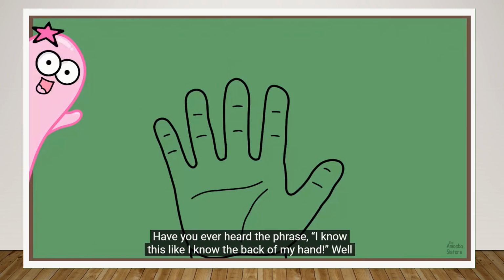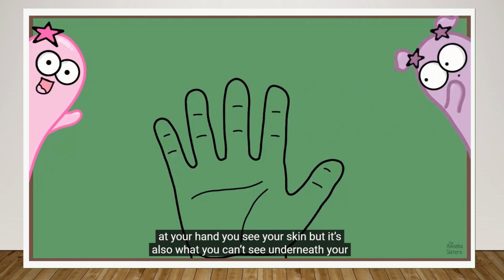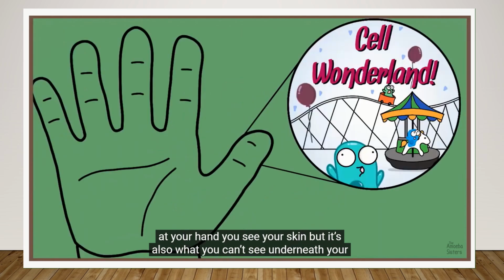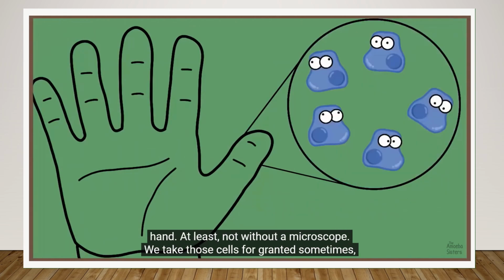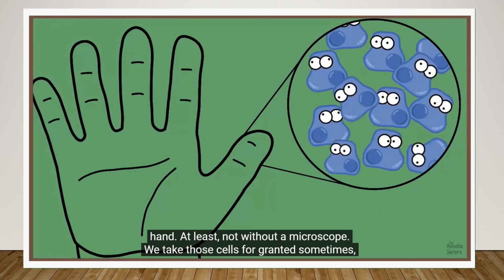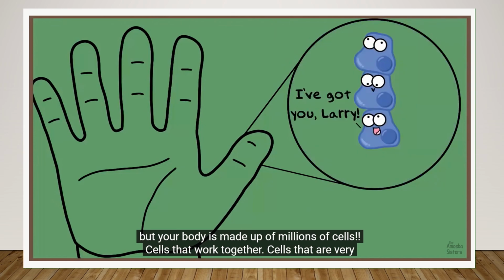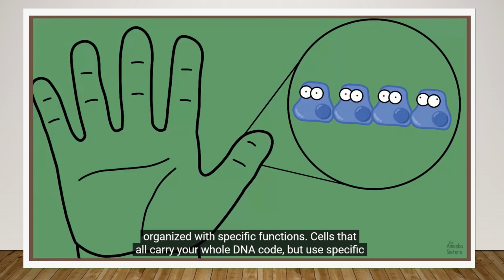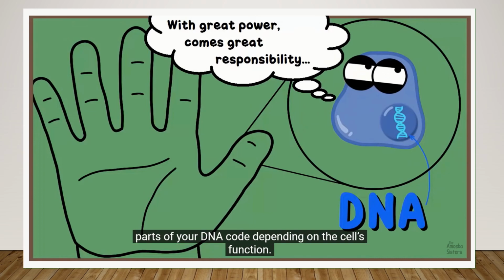Have you ever heard the phrase, "I know this like the back of my hand"? Well, it might make you question, do you really know the back of your hand? Because if you really look at your hand, you see your skin, but it's also what you can't see underneath that's pretty incredible. You can't see the millions of cells that make up your hand, at least not without a microscope. We take these cells for granted sometimes, but your body is made up of millions of cells. Cells that work together, cells that are very organized with specific functions, cells that carry your whole DNA code, but use specific parts of your DNA code depending on the cell's function.